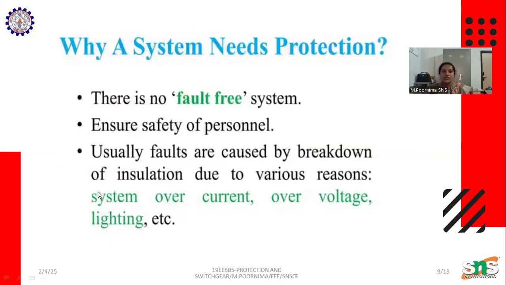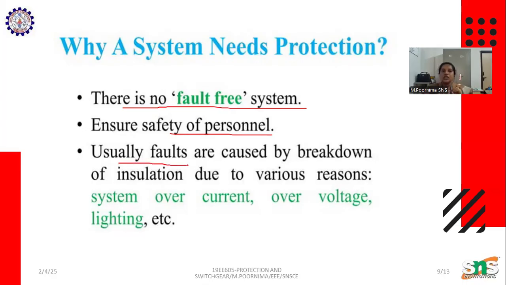Okay. So the next thing is why we need power system protection. This is a basic question. The first thing is there is no fault-free system. The main thing is there is no fault-free system in an entire power system. Next, we have to ensure the safety of the persons.